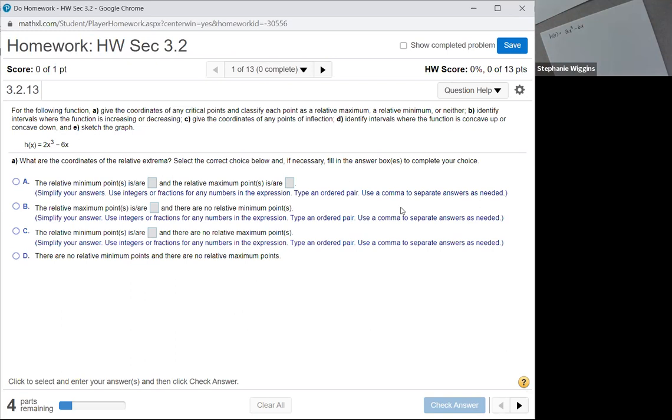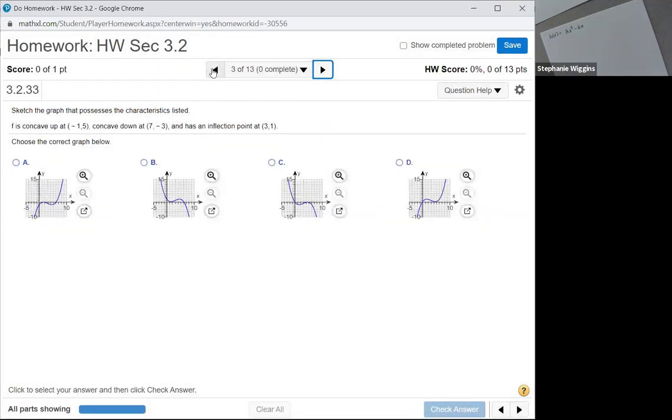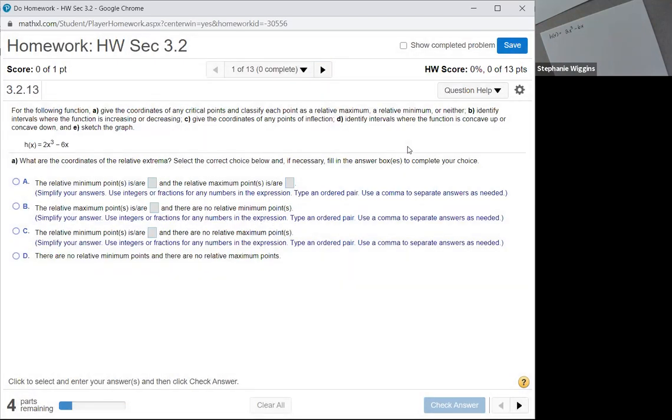I think there are only two problems that are kind of lengthy here. The first two problems are fairly lengthy, so I'm going to go through this one. You have 5 parts. The first one says to give the coordinates of any critical points and classify each point as a relative maximum or relative minimum. For part A, we're going to use the first derivative. Whenever it asks for critical points, you want to set the first derivative equal to 0.